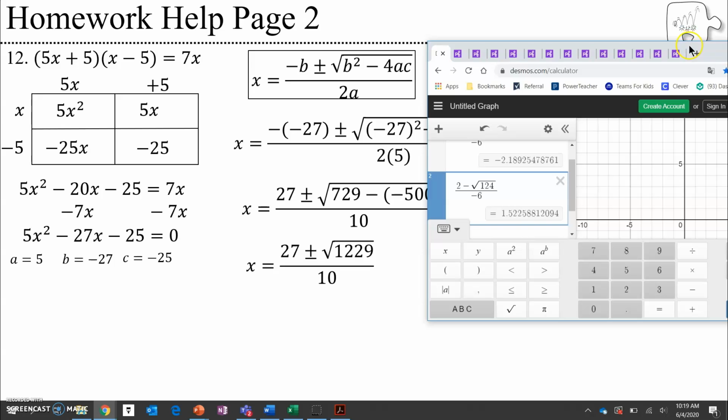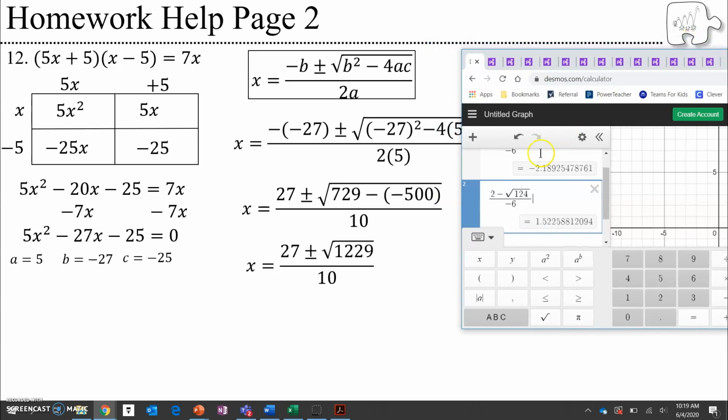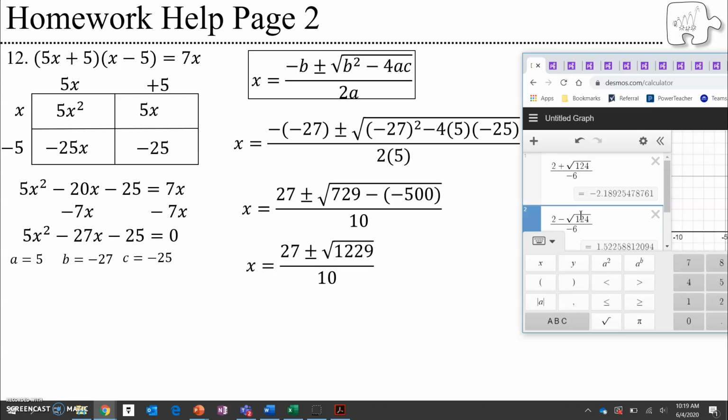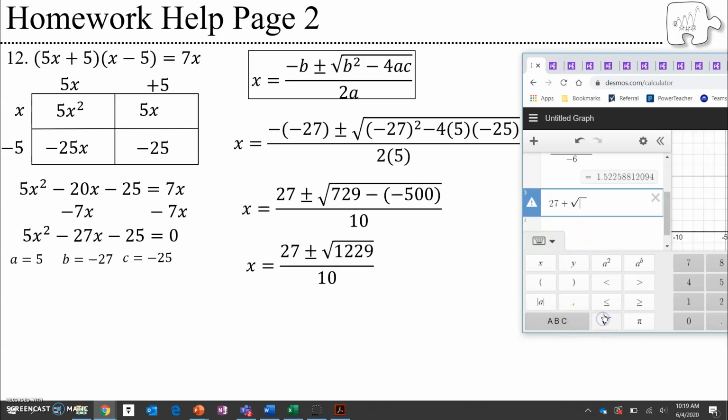And let's start plugging in these values. So we're going to say 27 plus the square root of 1229, all over 10, to get 6.20.